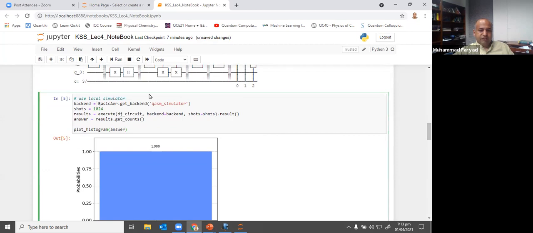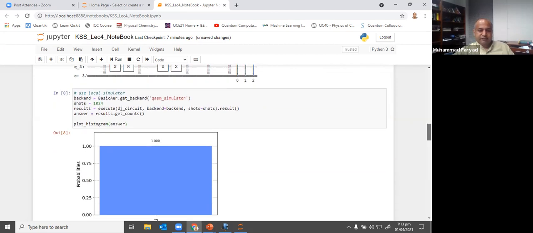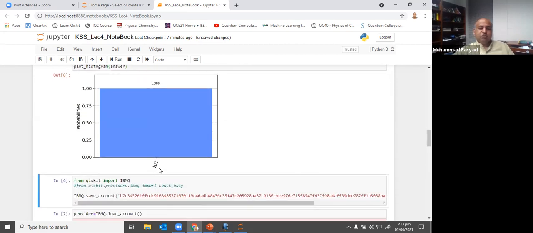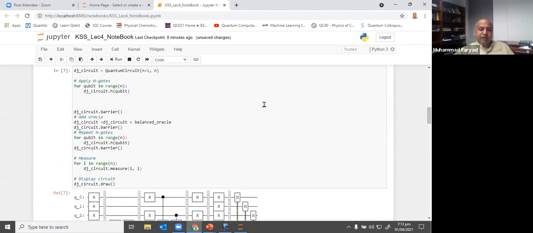So I'm using this simulator, and for 101 we are getting a probability of 1, but there's no state 00. It means that this is a balanced function, because we knew that when we used a constant oracle, we always measure 00, and any state other than 00 means a balanced oracle. So let's see what happens with the constant oracle.